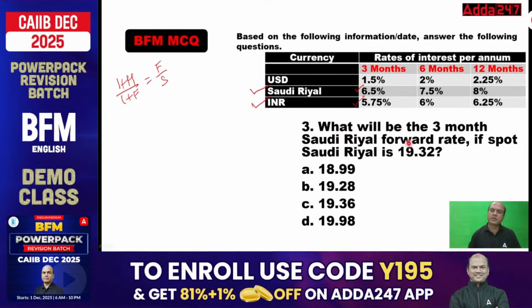What will be the 3-month Saudi Riyal forward rate if spot rate is 19.32? Again do it. One more practice. This numerical was there in June 25. 1 plus H upon 1 plus F equals F upon S. Now your home currency is INR. Home currency will never change. Only foreign currency will change. So here it is 5.75 upon 1 plus 6.5. This F you don't know and the spot is given, 19.32. Solve it now.